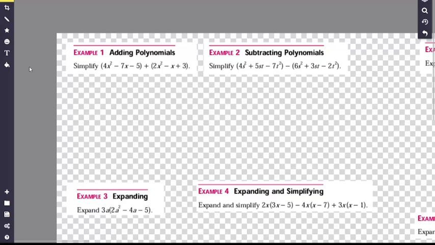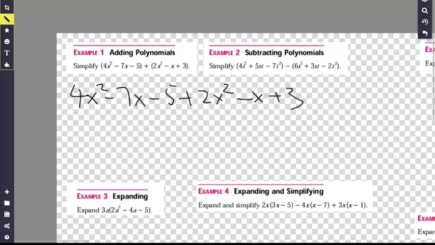Alright, so we're going to talk about adding, subtracting, dividing, expanding, simplifying, multiplying polynomials. So this class is all about polynomials. We're going to do a bunch of things to polynomials. If you remember, in addition, we're actually not doing anything. So instead of actually writing something, we're just literally going to add 4x squared minus 7x minus 5 plus 2x squared minus x plus 3. There's nothing we can do here except for adding and collecting these terms.